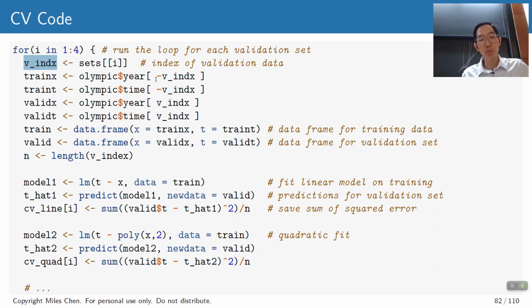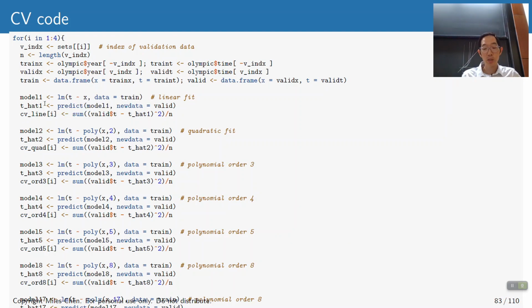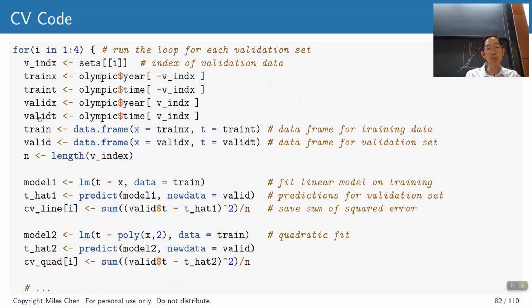And we're going to remove those observations from our x variable, year. After I remove those 7 observations, the remaining 21 observations are in training x. I remove those 7 observations from our y variable, time, or our t variable, our target variable, and those 21 remaining observations will be my training t values. The 7 values for x will be my validation x, and the 7 values for y will be my validation t.